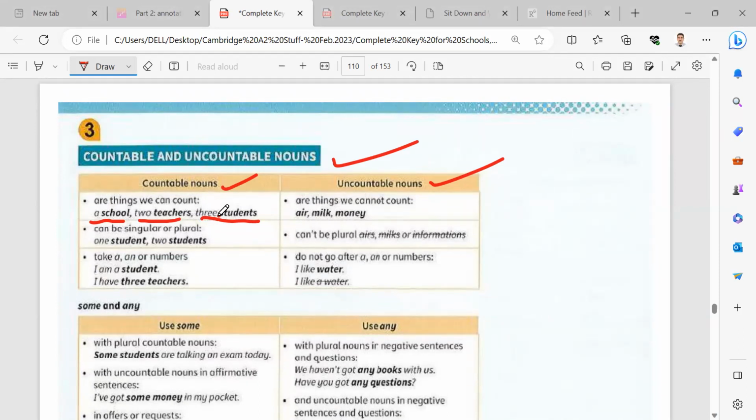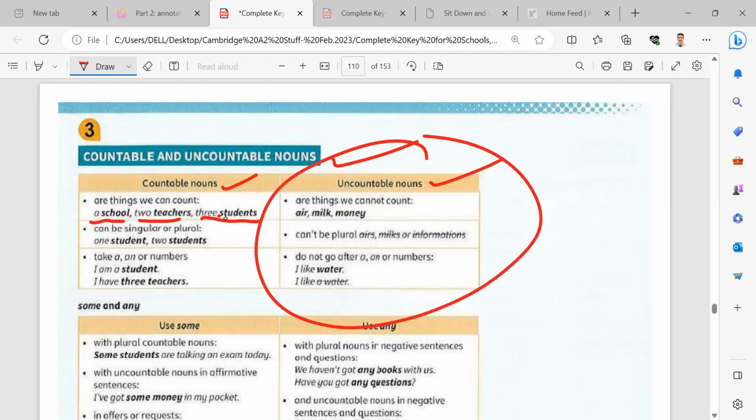Okay. They take a or an or numbers, like I am a student. I have 3 teachers. Right? So here, countable nouns, as I told you. The uncountable nouns. Read this, please. Okay. Uncountable nouns are things we cannot count.